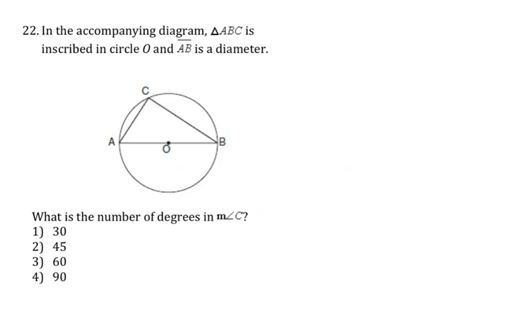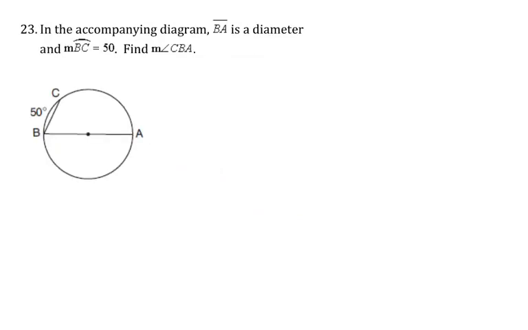Alright, let's look at number 22. Here what I want you to notice is this AOB is, once again, a diameter. That makes this arc portion 180. Then what do you realize about the angle C? This one is half of the intercepted arc, which is 90. Great. So let's look at the next question.